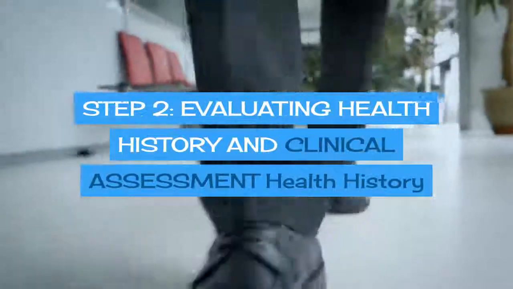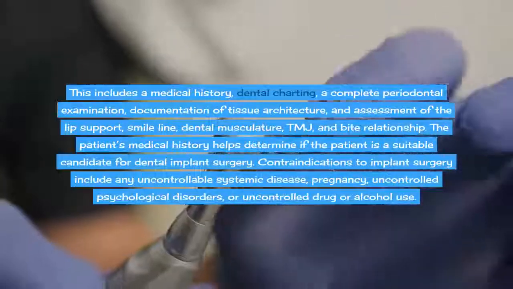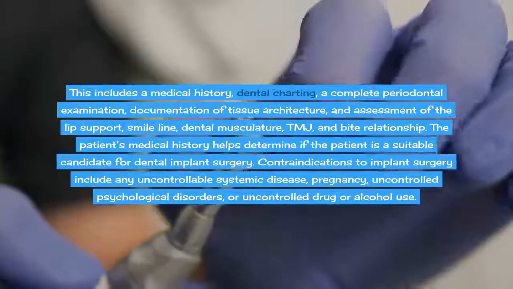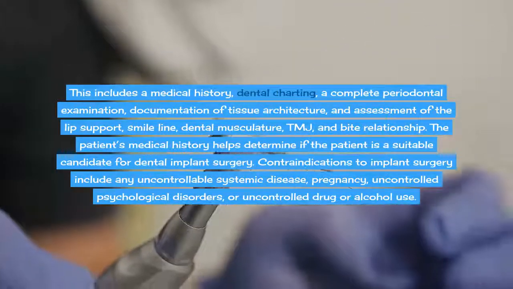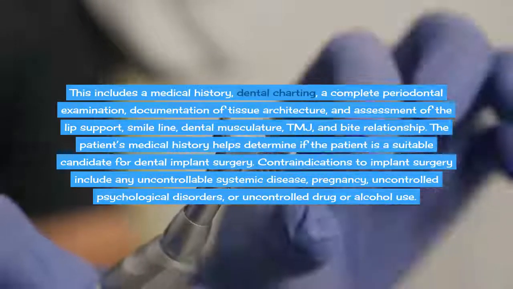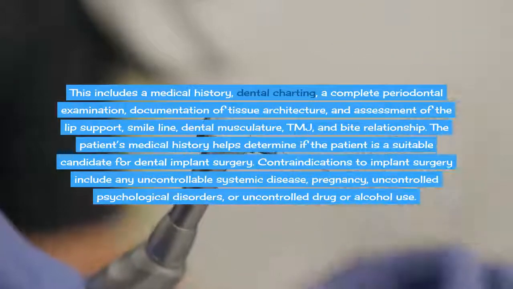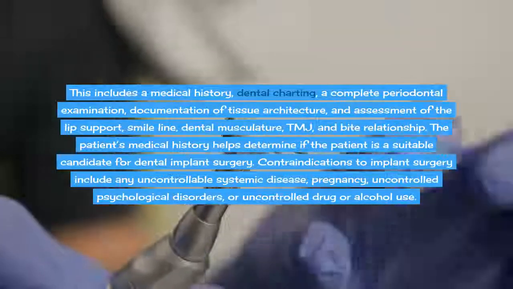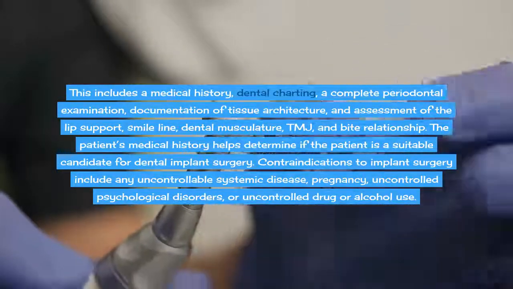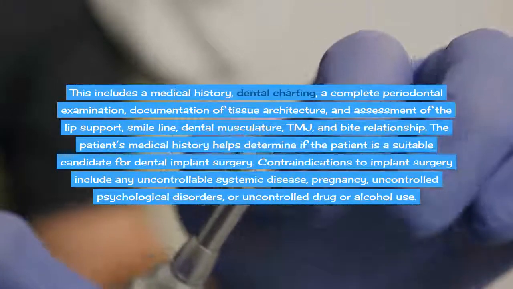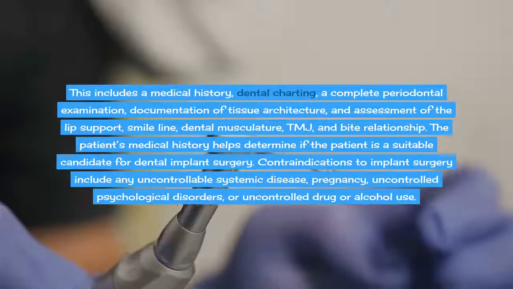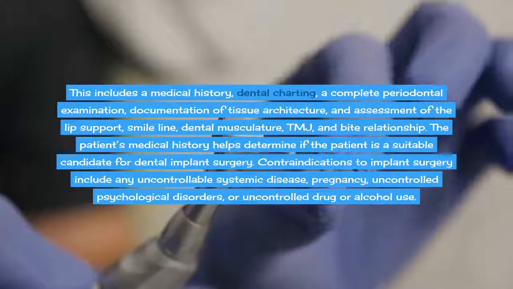Step 2. Evaluating health history and clinical assessment. Health history includes a medical history, dental charting, a complete periodontal examination, documentation of tissue architecture, and assessment of the lip support, smile line, dental musculature, TMJ, and bite relationship. The patient's medical history helps determine if the patient is a suitable candidate for dental implant surgery.